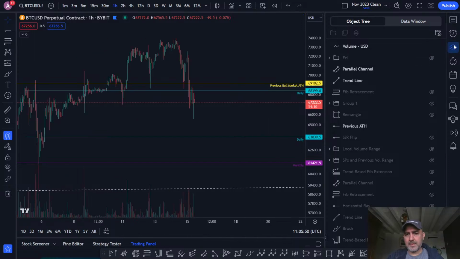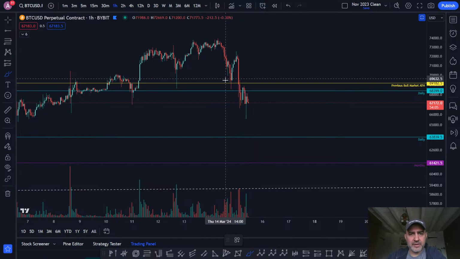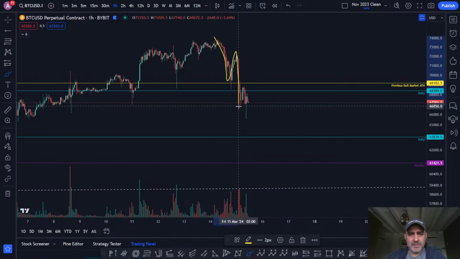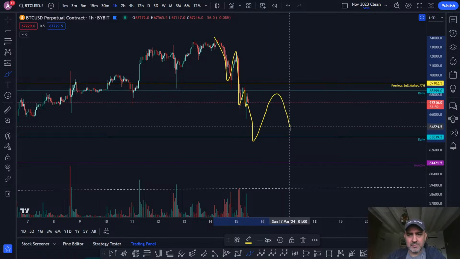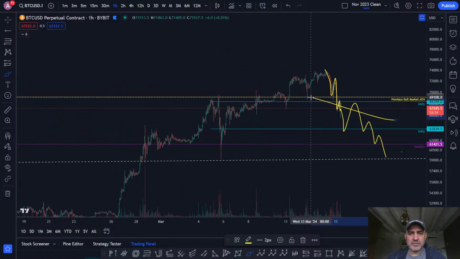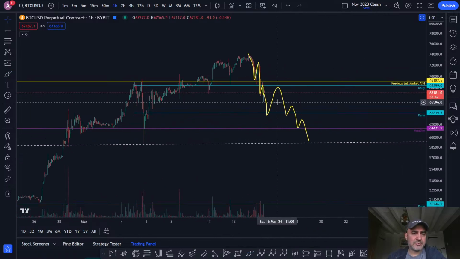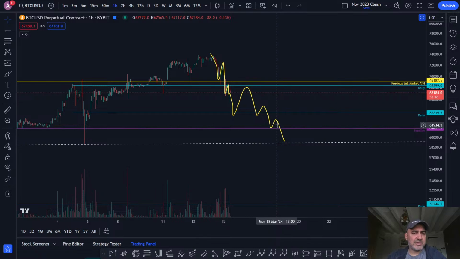Okay. Potentially we're looking for a little bit of a bam, bam, bam, bam, just all the way down there. The price is searching for liquidity, isn't it? That's what's happening all the time. It's always searching for liquidity.